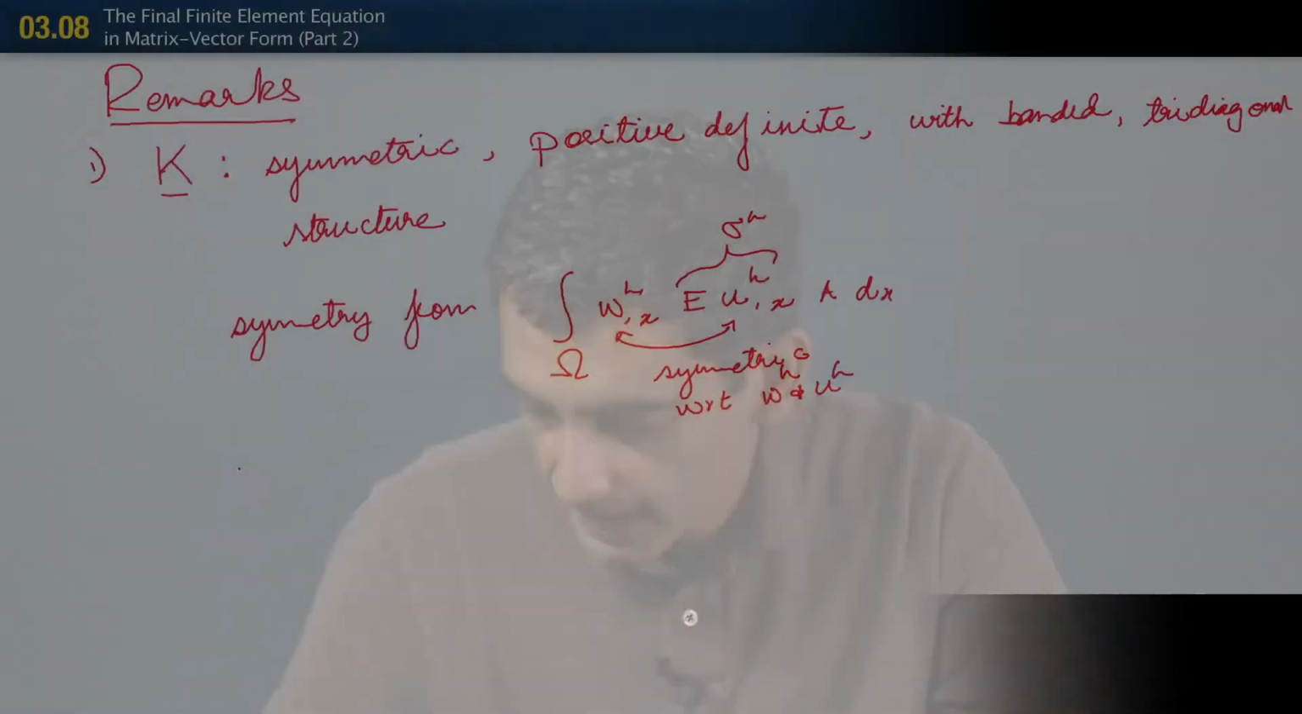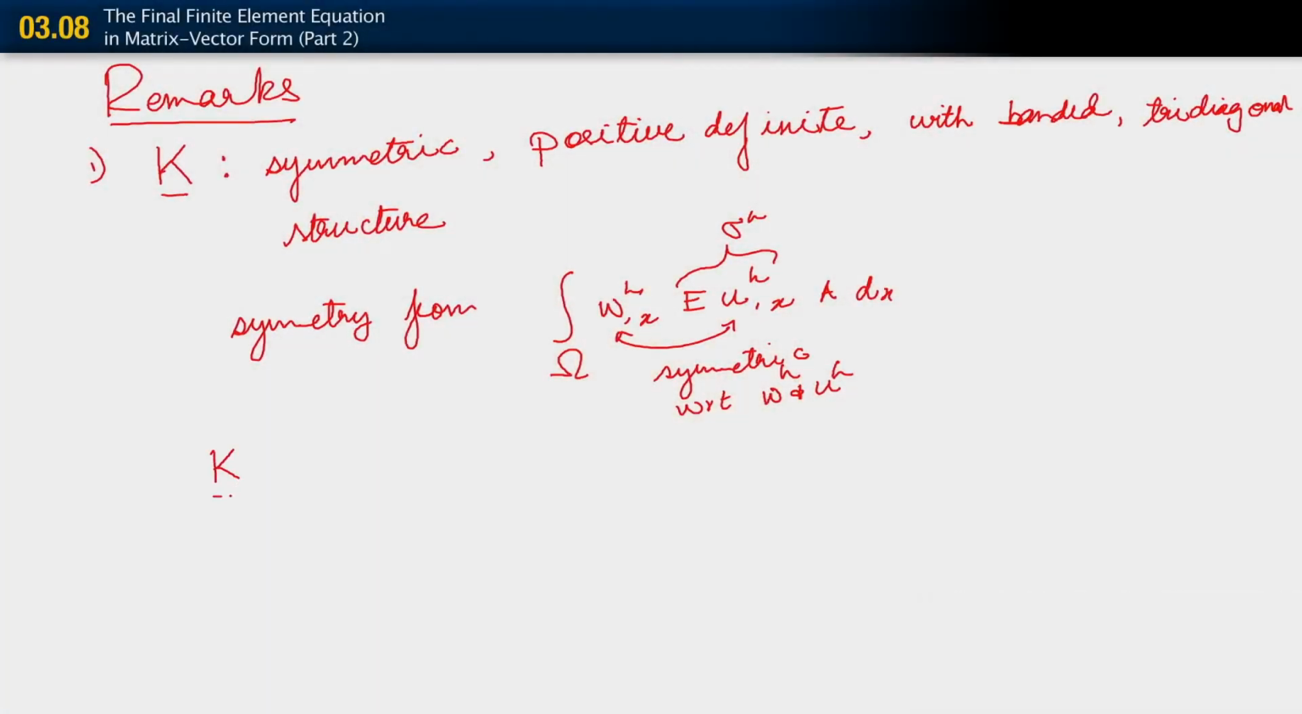If we were working with a different set of equations which for some reason did not give us this form of an integral where w^h and u^h could be interchanged and still have the same integral, then we would not have a symmetric matrix K. Okay. Of course, I should also state that K, for obvious reasons, is called the stiffness matrix.